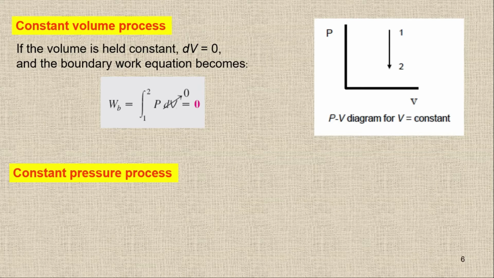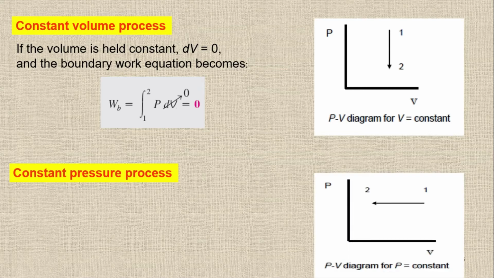For a constant pressure process, we have a PV diagram and the pressure line is constant. We have state number 1 and state number 2. In this case we have a compression because the volume is going to decrease. If it is expansion, then the direction of the arrow will be on the other side. It will go from here to here for the expansion process because we have to increase the volume.